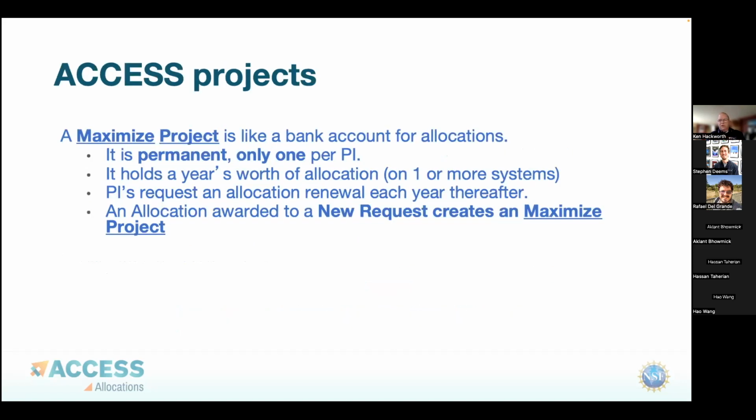An Access project is essentially like a bank account. So for Maximize, if you were getting a new allocation this submission period, which is open until April 15th, you would get this allocation for a year. It would be allocated on a resource or resources.